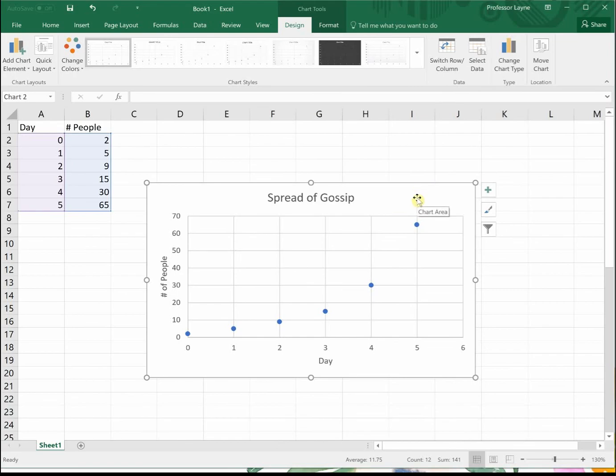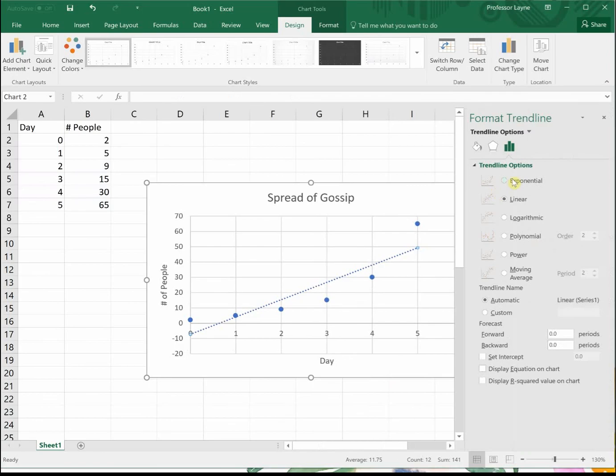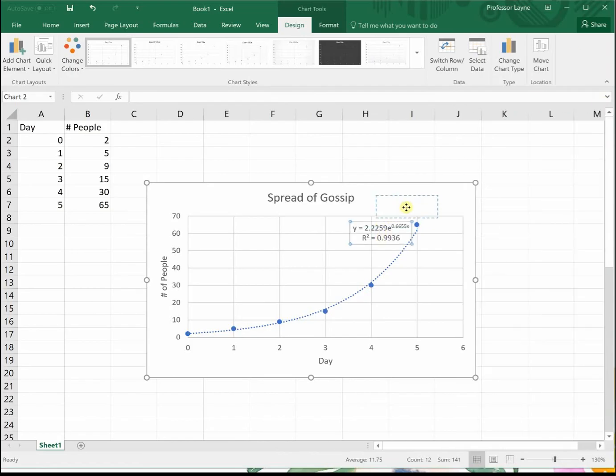So now to get the trend line, what I'm going to do is right-click on one of the data points. So I'm right-clicking on a data point and then go down to Add Trend Line. And this one is an exponential. You can see the nice curve. And then I want to check Display Equation and Display R squared. So that's going to give me an exponential regression equation.